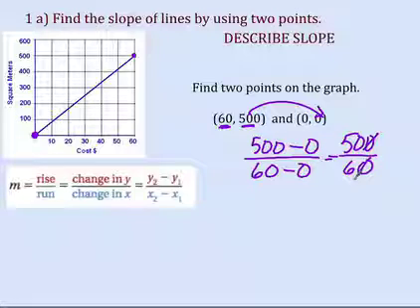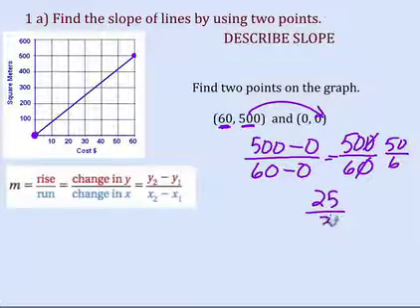I can divide each one by 10. So we have 50 over 60. Now I'm going to reduce each one by 2 because they're both even. So I get 25 over 3. That would be the slope, m. We'll use the letter m for slope. So every 25 I go up, I go over 3.